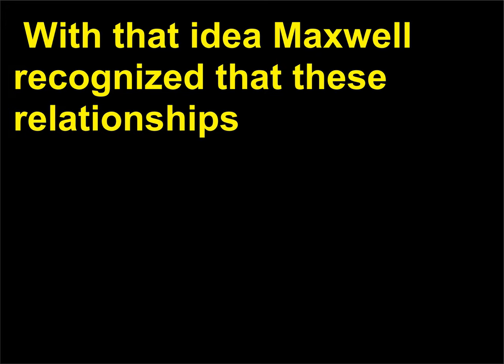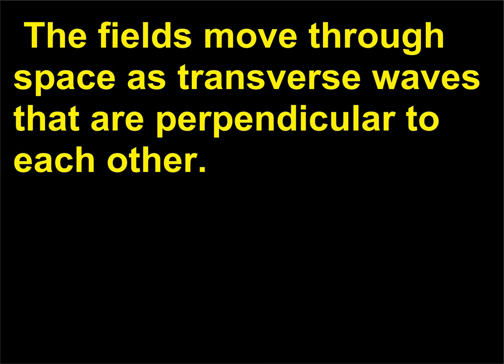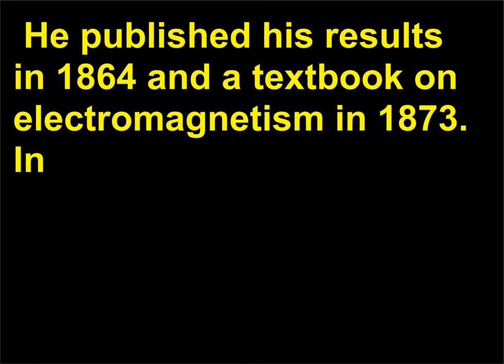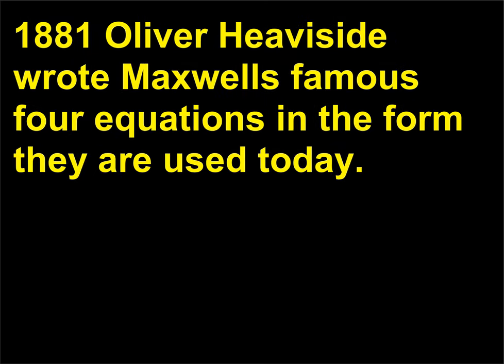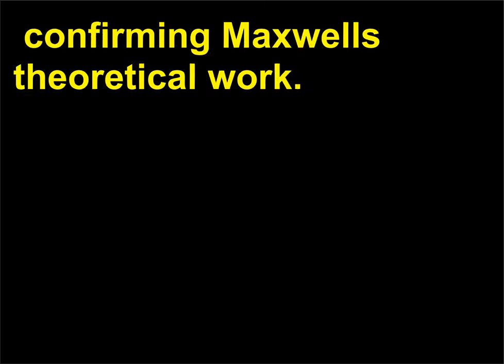With that idea, Maxwell recognized that these relationships meant that electric and magnetic fields could move through space. The fields move through space as transverse waves that are perpendicular to each other. Maxwell calculated the speed and found that it was equal to the speed of light. He published his results in 1864 and a textbook on electromagnetism in 1873. In 1881, Oliver Heaviside wrote Maxwell's famous four equations in the form they are used today. In 1888, Heinrich Hertz, 1857-1894, transmitted electromagnetic waves across his laboratory, confirming Maxwell's theoretical work.